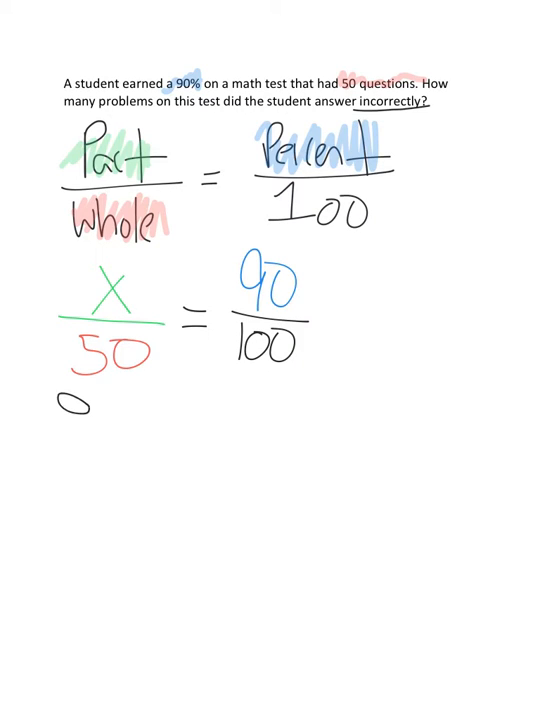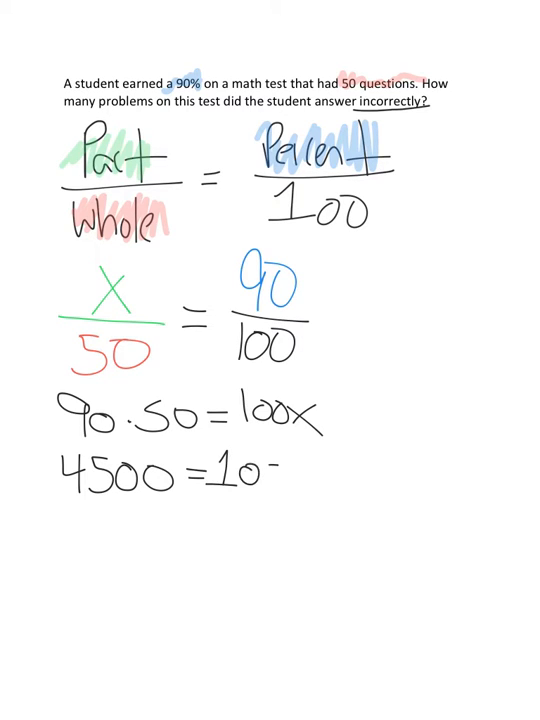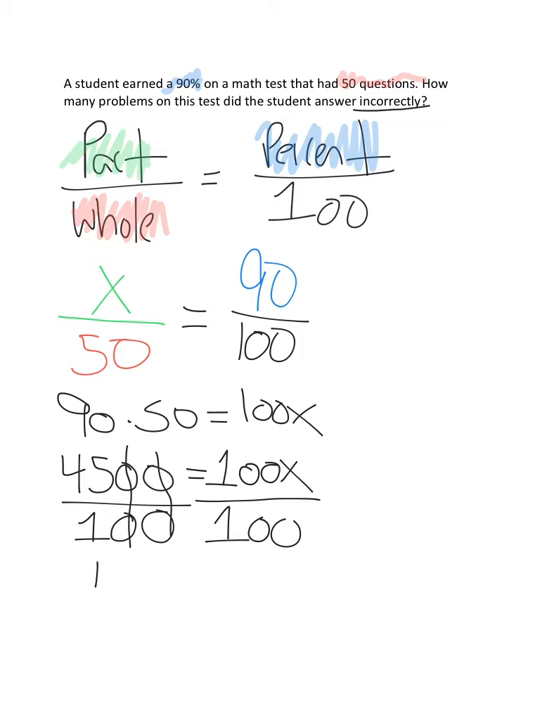So if we're going to cross multiply, it's 90 times 50 equals 100x. When we do 90 times 50, we end up with 4,500 equals 100x. So we have one last step to do. In order to solve for x, we have to divide each side by 100. So when we divide each side by 100, we're going to end up with our value for x. So when we do that, we can actually just cross out these zeros, and we end up with 45 equals x.